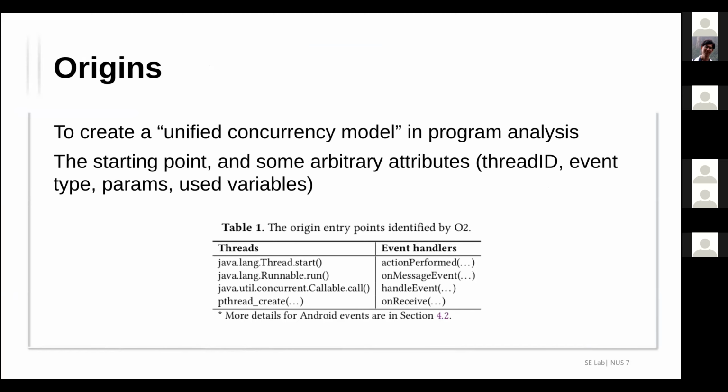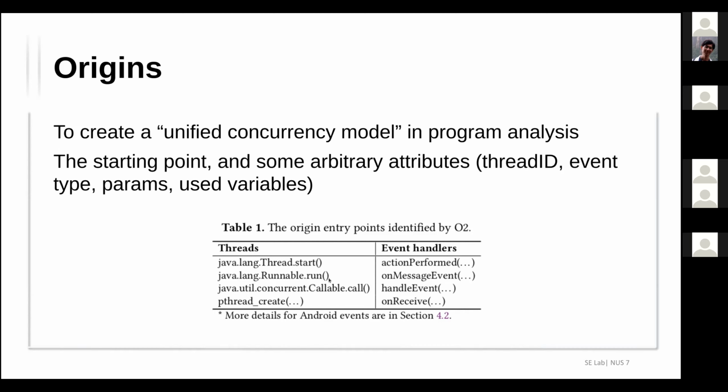The idea of an origin is to create a unified concurrency model in program analysis. Basically, an origin is an entry point to some fork in the execution path. Formally, it consists of a starting point and some attributes, which can be thread ID, event type, the parameters, or the used variables in that scope. Some examples are when we call thread.start or runnable.run.